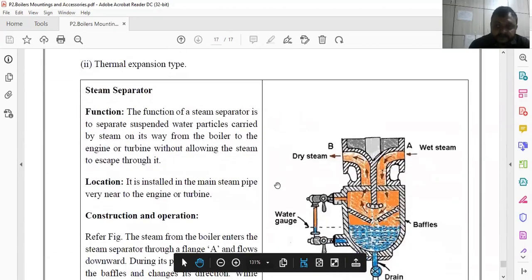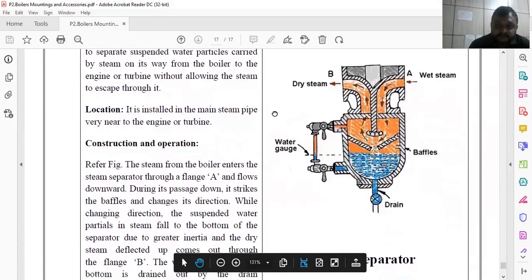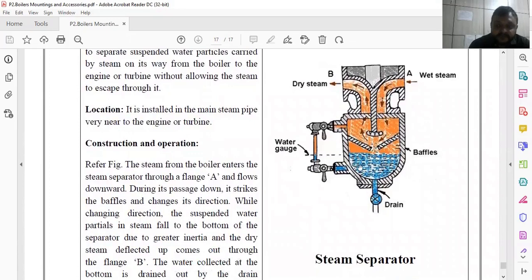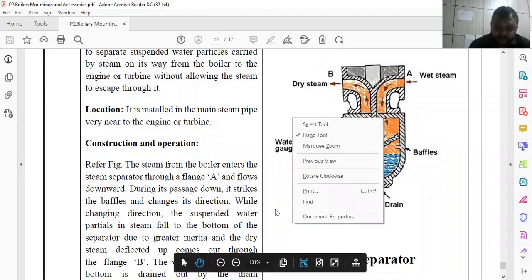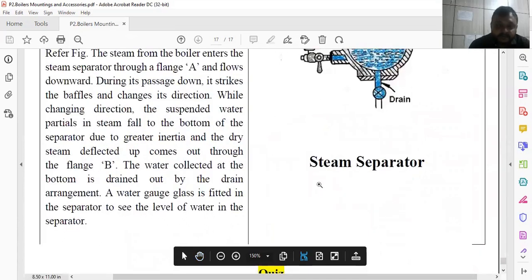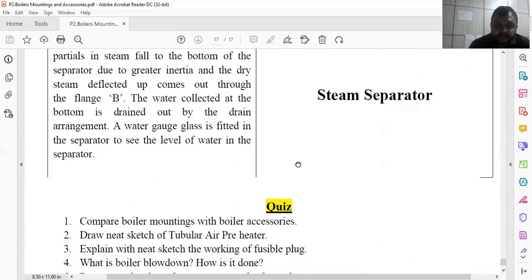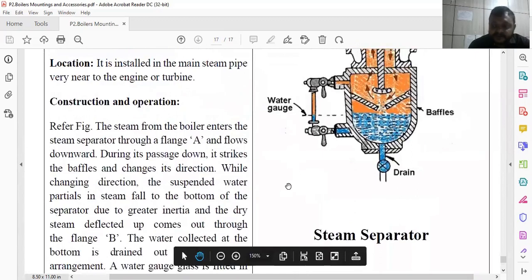Another one is the steam separator, where dry and wet steam are separated by means of a baffle. Moisture is separated under gravity, and we can effectively separate it out from the steam, and the quality of the steam can be improved by means of these devices. So this is about the boiler accessories.